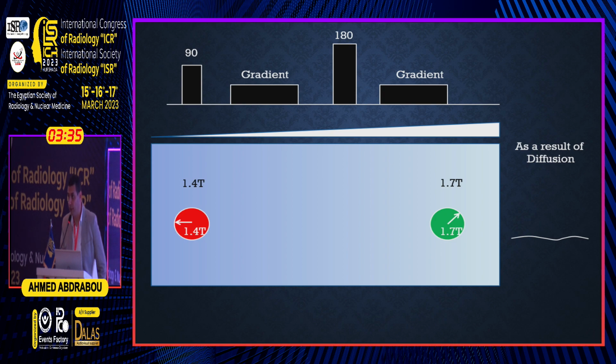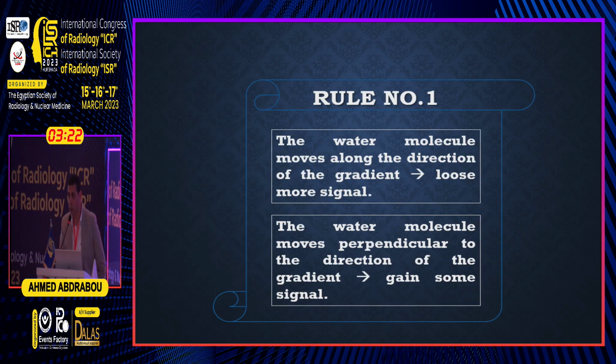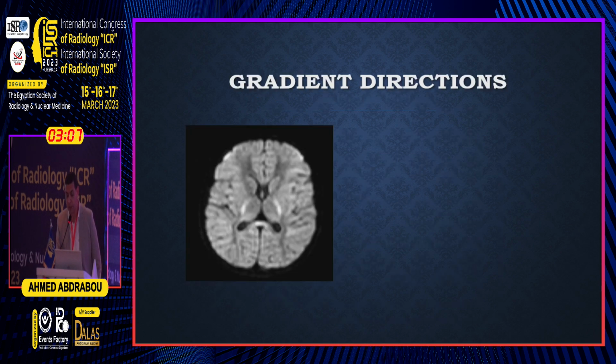And this occurs when the protons move from one gradient to the other gradient along the direction of this gradient. So it's a fact that diffusion causes signal loss. And this is rule number 1. The water molecule that moves along the direction of the gradient will lose signal, while static water molecules, or those that move perpendicular to the direction, will gain some signal. So let's apply this.